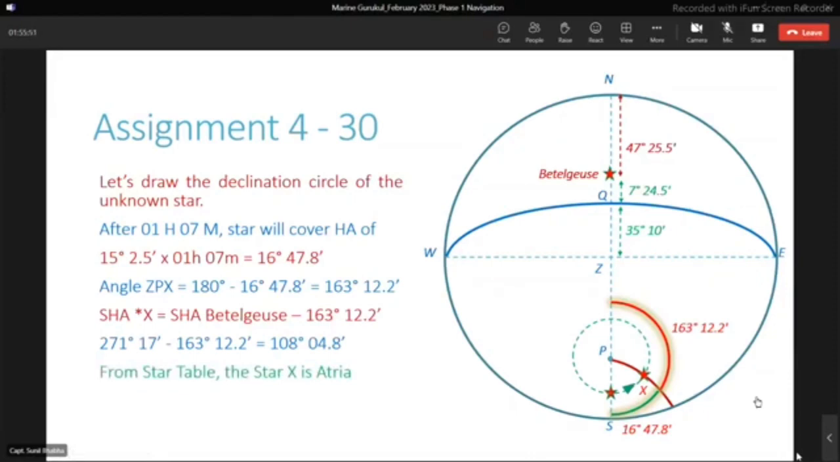So now I have the SHA of the unknown star as well as the declination of the unknown star. Using these two values, if I go to the star table on page 268, I can easily look out for the star and it comes out to be Atria. So the unknown star is Atria. So you see we followed exactly the same approach. We put all the information in the rational horizon diagram and we got the answer. We got the unknown star.